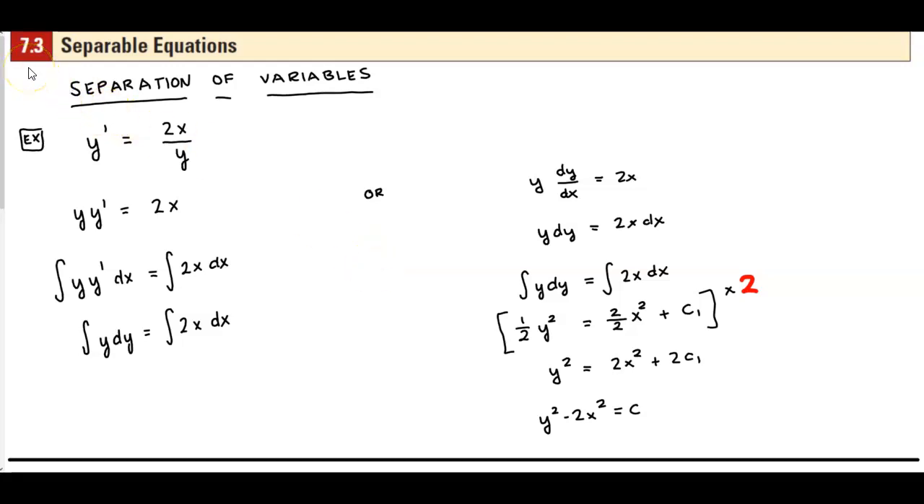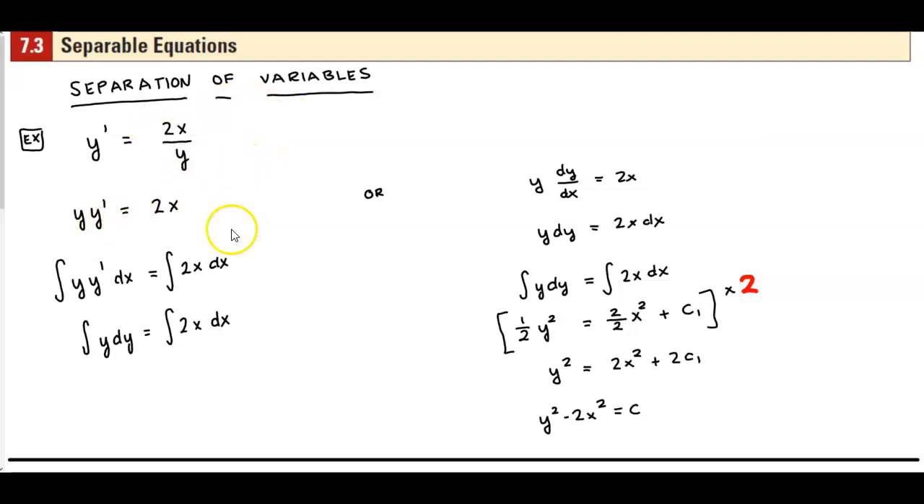In section 7.3, we'll be talking about separable equations. The title of this is called Separation of Variables, and that's exactly what we're going to be doing. Now let's say I had a differential equation, y prime equals 2x divided by y. Now I'm going to multiply both sides by y, and I'm going to get y times y prime, which is equal to 2x.